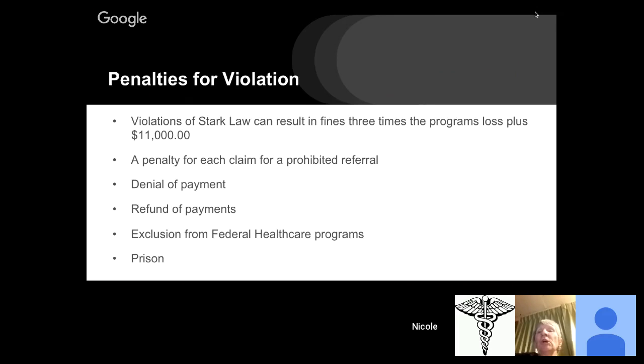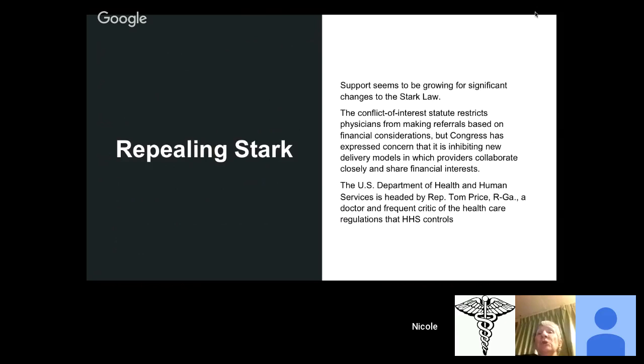Penalties for violation. Violation of Stark law can result in fines 3 times the program's loss plus $11,000, a penalty for each claim for a prohibited referral, denial of payment, refund of payment, exclusions from federal health care programs, and prison.